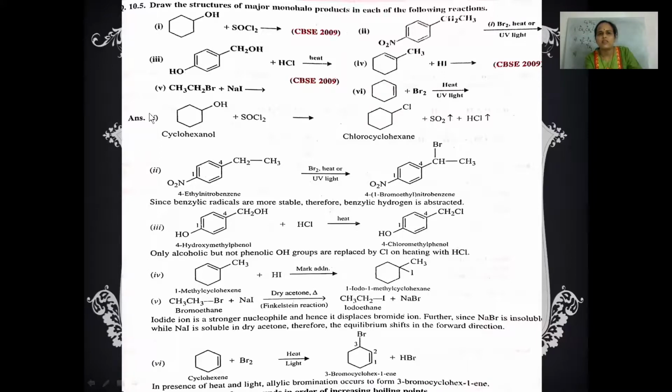Look at the third one. Here OH is there, here also OH is there. The OH that is attached directly to the ring cannot undergo nucleophilic substitution reaction. It will not undergo the reaction. The OH group of the CH2OH carbon will be replaced with Cl. So the product formed on treatment of 4-hydroxymethylphenol with HCl is 4-chloromethylphenol. Here OH simply gets replaced with Cl. So only alcoholic but not phenolic OH groups can be replaced by Cl on treatment with HCl.